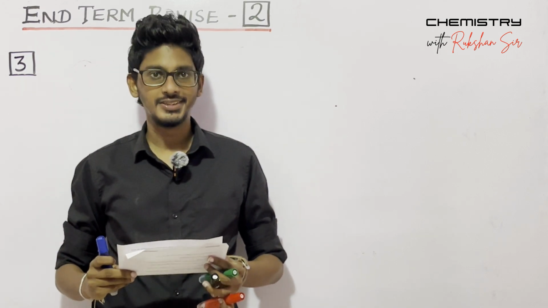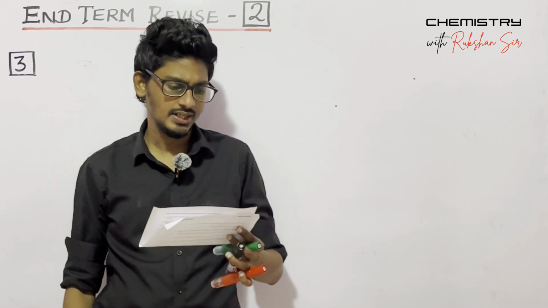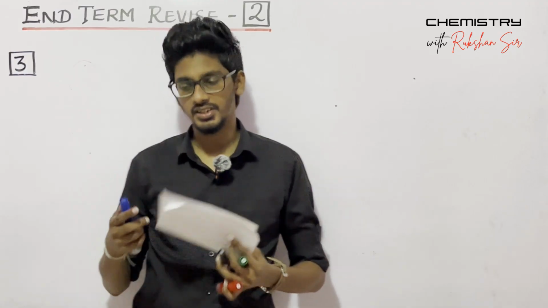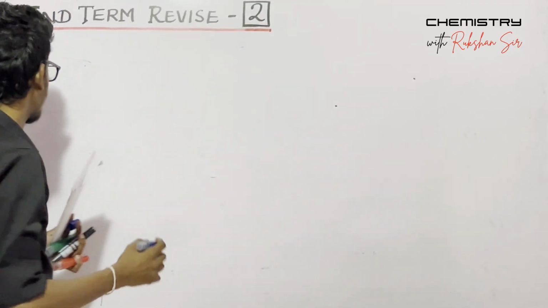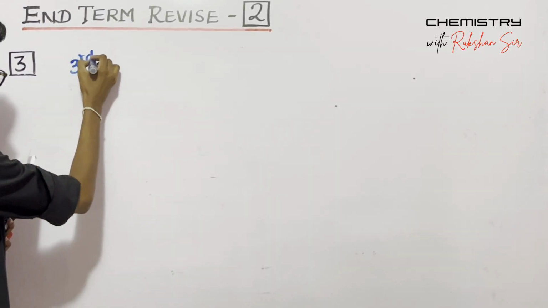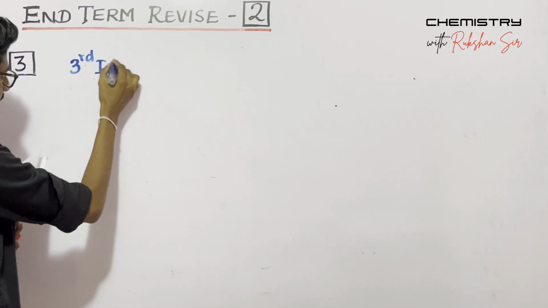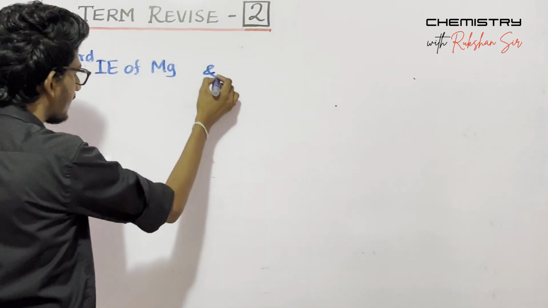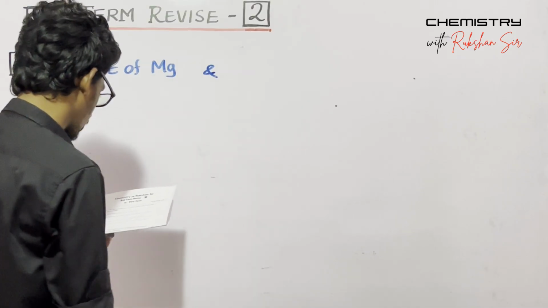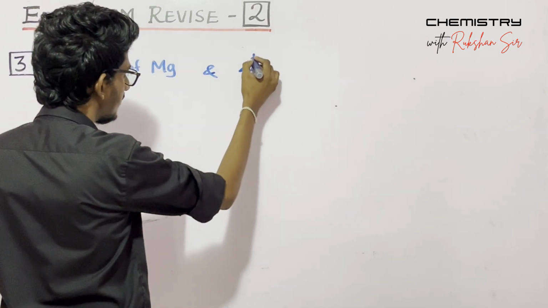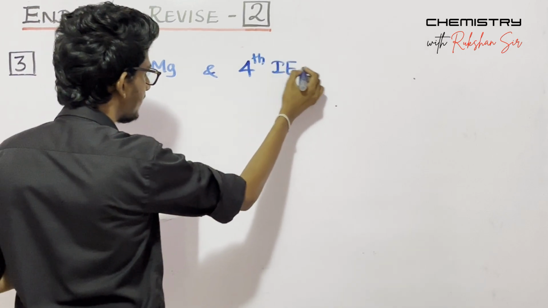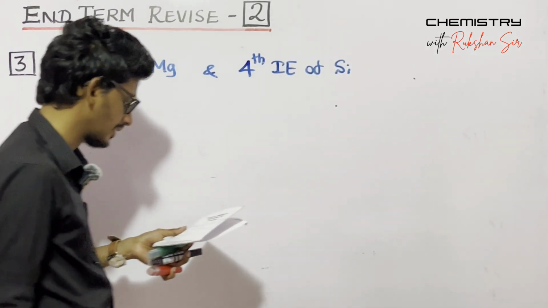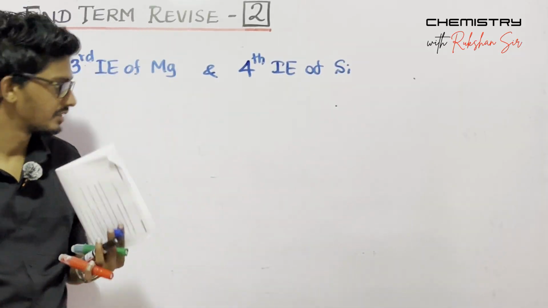Let's discuss statement 3. See what it says: the third ionization energy of magnesium is greater than the fourth ionization energy of silicon. We have to compare the third ionization energy of magnesium and the fourth ionization energy of silicon. That is our consideration here.